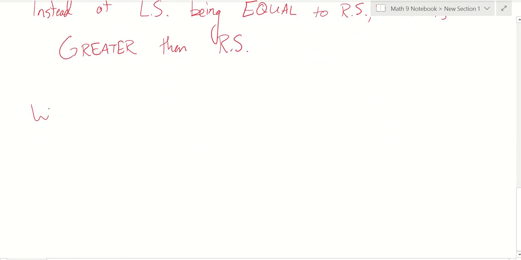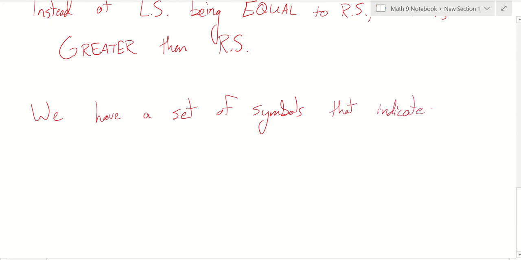So we have a whole set of symbols, actually. We have a set of symbols that indicate different specific relationships or specific meanings. And these are important symbols to know, and I'll summarize them for you here.